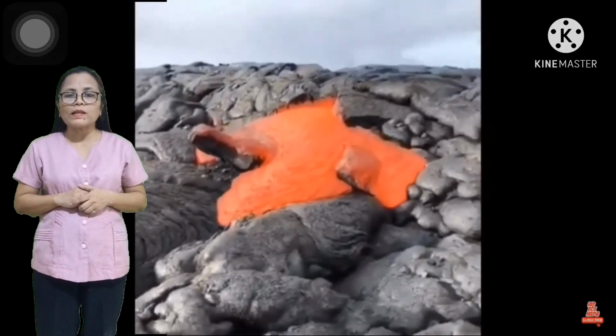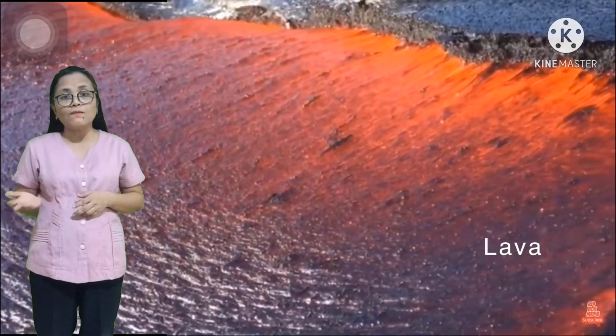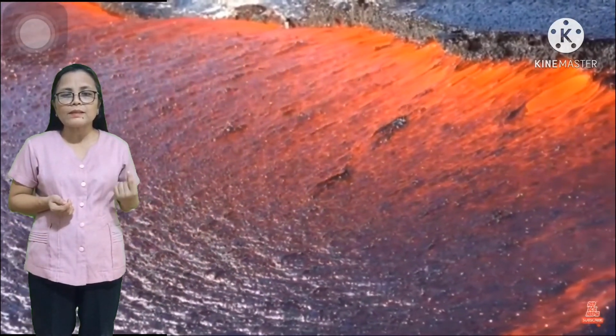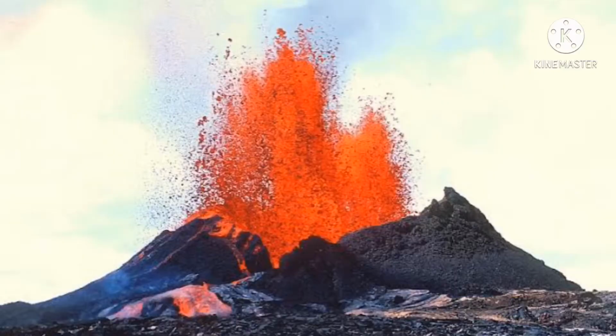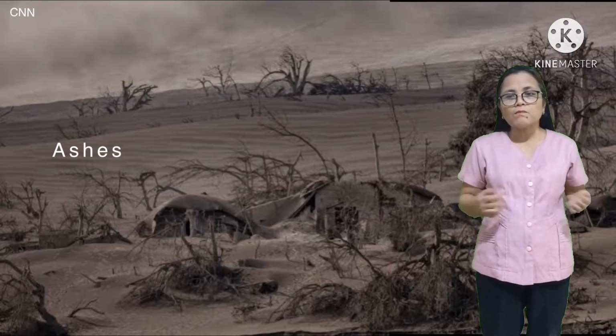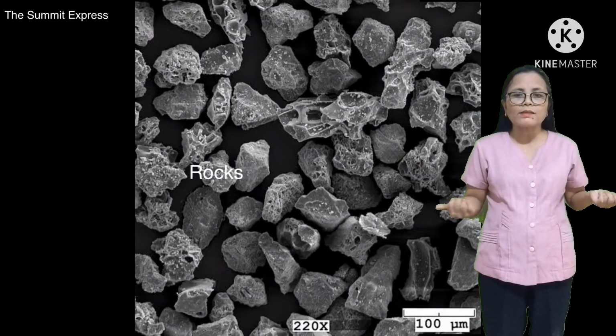The magma that flows out on the surface is called lava, and a volcano may erupt lava together with gases, rocks, and ashes. A volcanic eruption can be explosive or non-explosive. An eruption is explosive when a large amount of pyroclastic materials are ejected by the volcano into the air. Pyroclastic materials consist of lava, ashes, volcanic gas, and rocks.